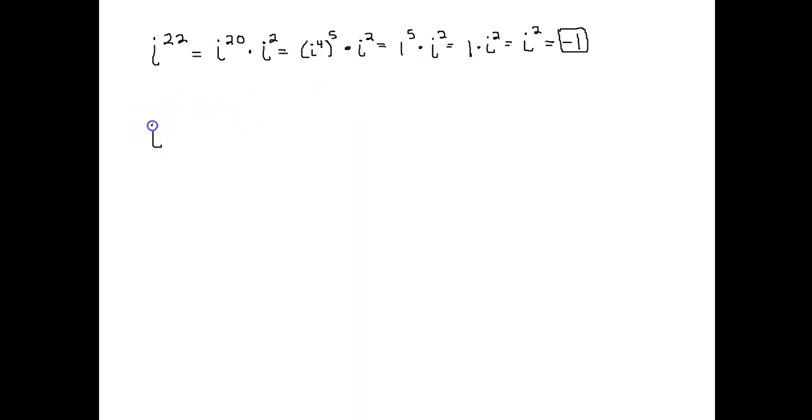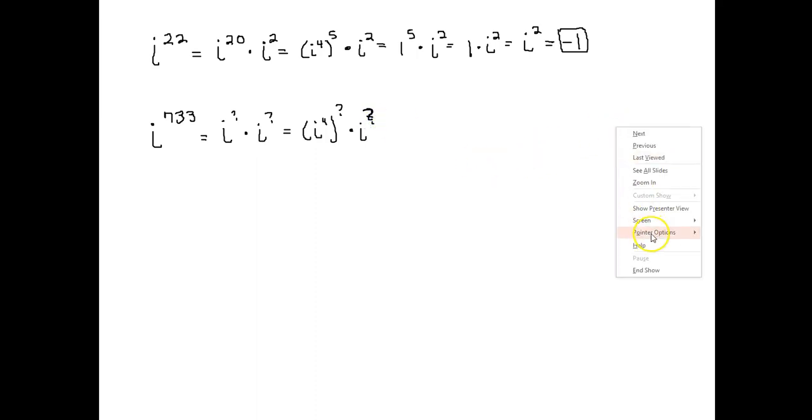If you have something bigger and you're like, oh my gosh, how do I figure out multiples of 4? Let's say you have something like i to the 733rd. I just made up that number. I have no idea how this is going to turn out. And you want to figure out what to break this down to, so that you have i to the fourth to some power times i to some other power. Okay? You want to figure out how to break that down. So let me erase my little question marks here because we're going to fill that in.